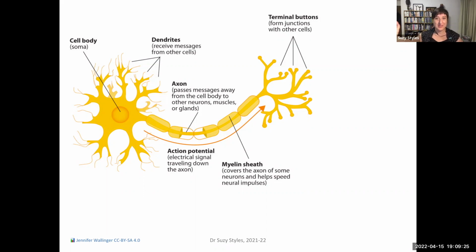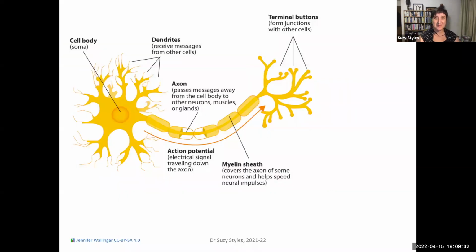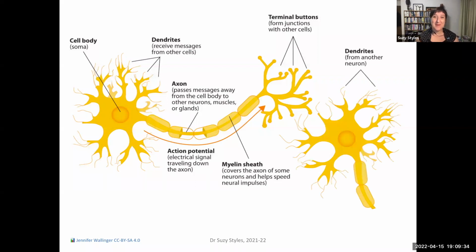and pass that signal along to the axon terminal buttons, at which point another neuron may be able to receive those signals through its dendrites. Along the axon, we can also see what's described in this picture as the myelin sheath. And this is a coating around the outside of the axon that allows the action potential to travel much faster.